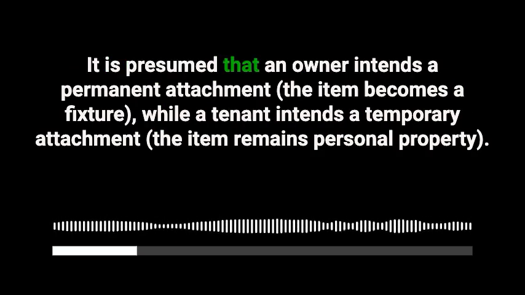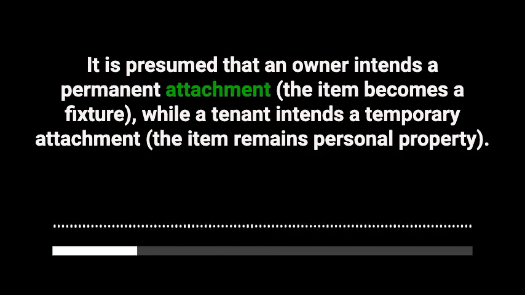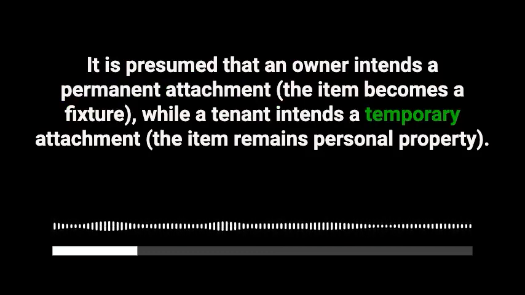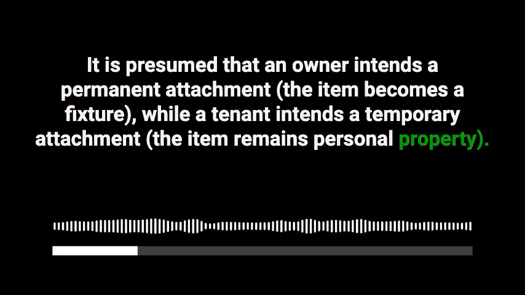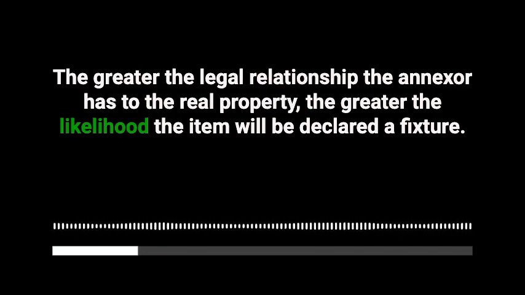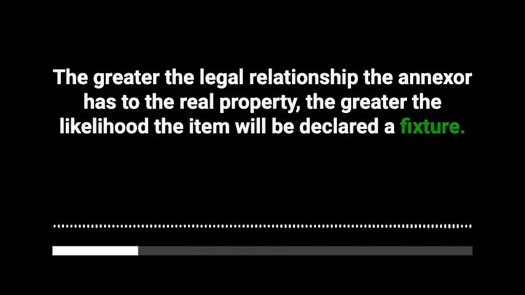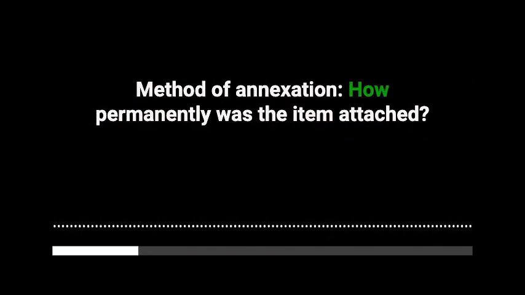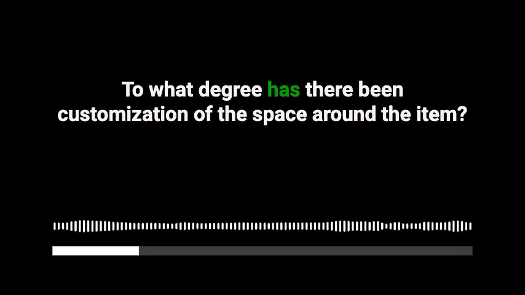It is presumed that an owner intends a permanent attachment, while a tenant intends a temporary attachment. The greater the legal relationship the annexer has to the real property, the greater the likelihood the item will be declared a fixture. Method of annexation: how permanently was the item attached? Can it be removed without causing damage?